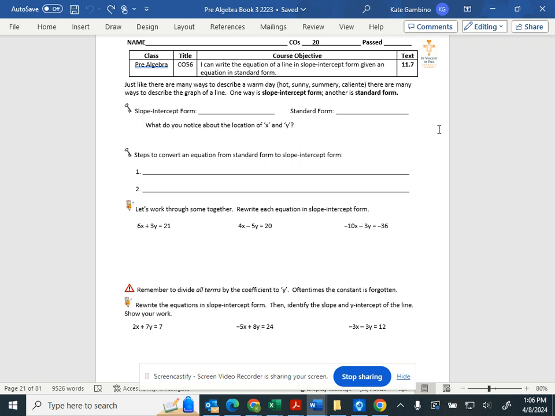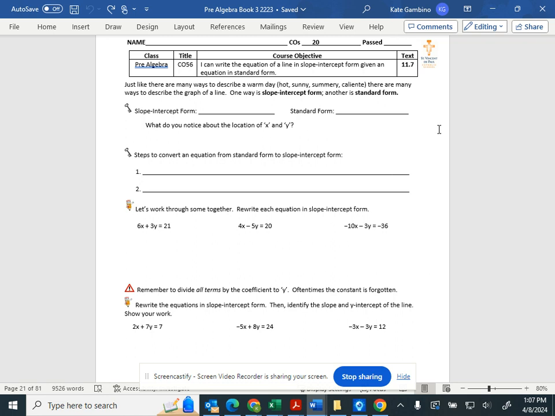First thing, just like there are many ways to describe a warm day, we could say it's hot, sunny, summery, or in Spanish, caliente, there are many ways to describe the graph of a line. One way is slope-intercept form, another is standard form. Standard form is what we run into on one of our Khan Academy assignments. We're going to see some things in standard form, some in slope-intercept form. How do we turn things into slope-intercept form if we see it in a different way?